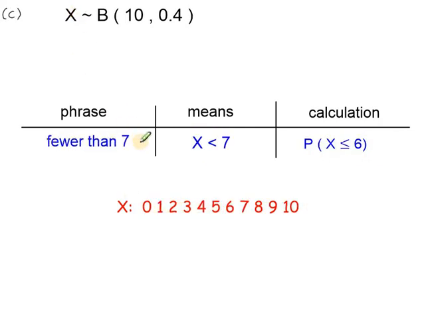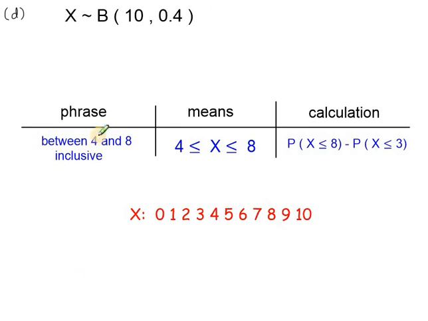Part C, we're looking for fewer than 7 successes, so X less than 7, which means we're after these values, not including the 7. So less than or equal to 6, we go to the tables and we look up our probability. No need to do any 1 minus something this time.